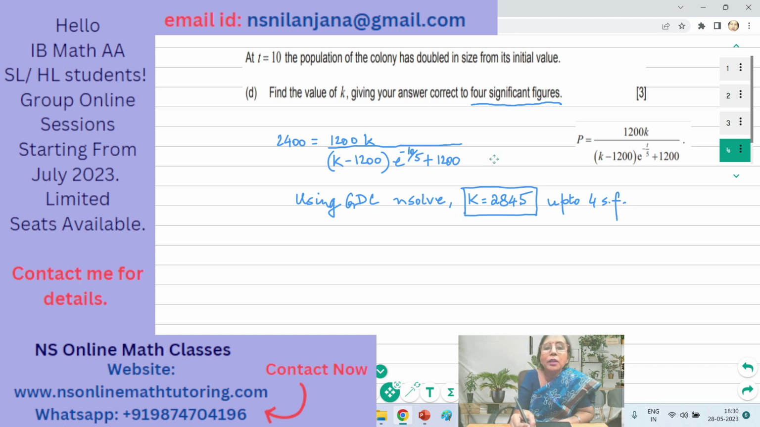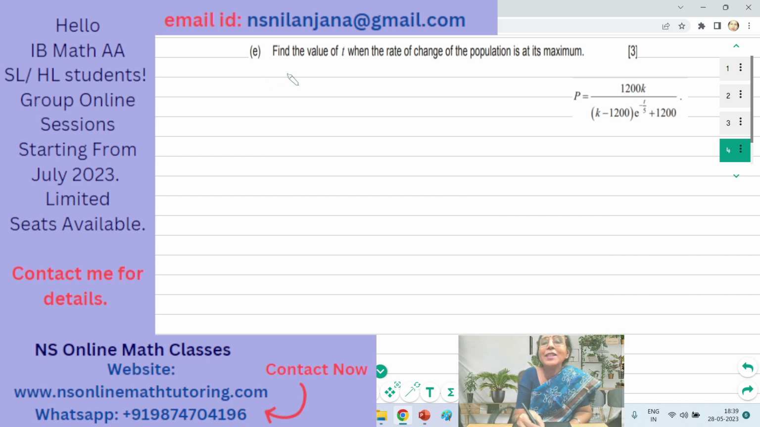Now we get to the subpart E question. This is the last subpart of the last question of this paper. It says find the value of t when the rate of change of the population is at its maximum. The population expression was found to be this. And rate of change of population, obviously with time, is dP/dt, and this is at its maximum.